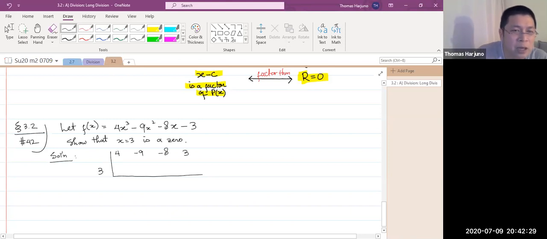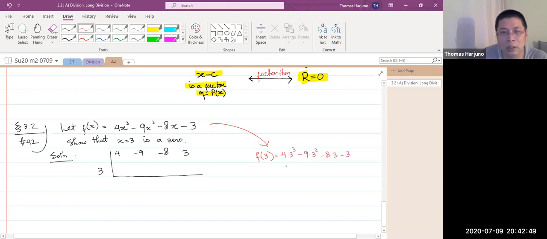Thomas, can I just plug in 3 into the function? Yes, you can. To answer this question, yes, you can. So f(3) equals 4 times 3 cubed minus 9 times 3 squared minus 8 times 3 minus 3.